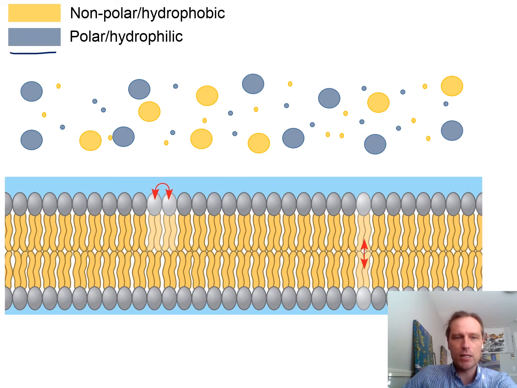So these color codes here. This one, sort of a blue, is polar or hydrophilic, and then this one, kind of a yellow, we're going to say that's non-polar, hydrophobic, like butter. It's the same color as butter. So the butter color, hydrophobic.